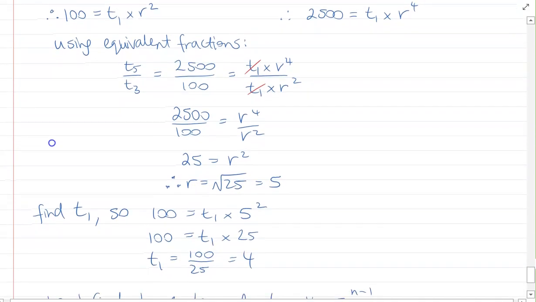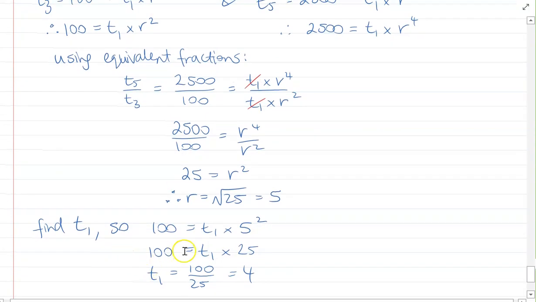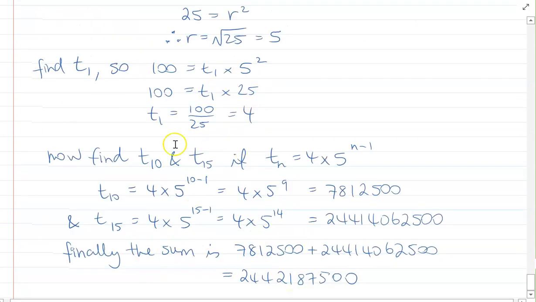In order to find my first term then, I substituted into any one of those initial equations and get a first term of 4. Finally, I need to know my 10th and 15th term, so I simply substitute n is 10 and n is 15 into my rule that I've established. And then to find the sum of those values, I just add those two terms together, and you get a fairly large number. And that's it.